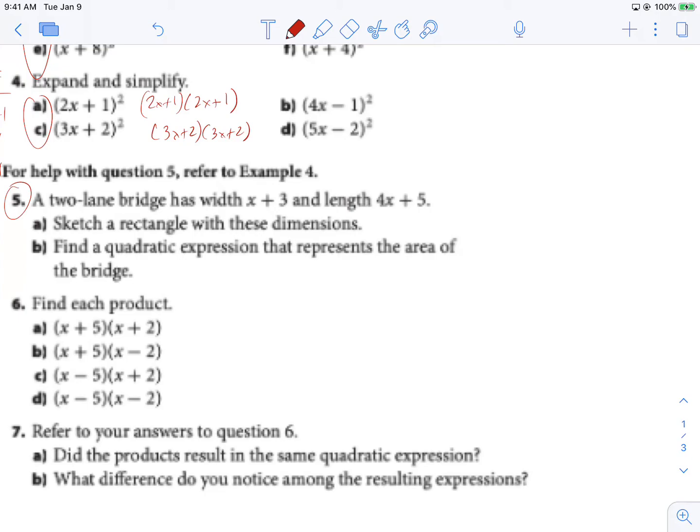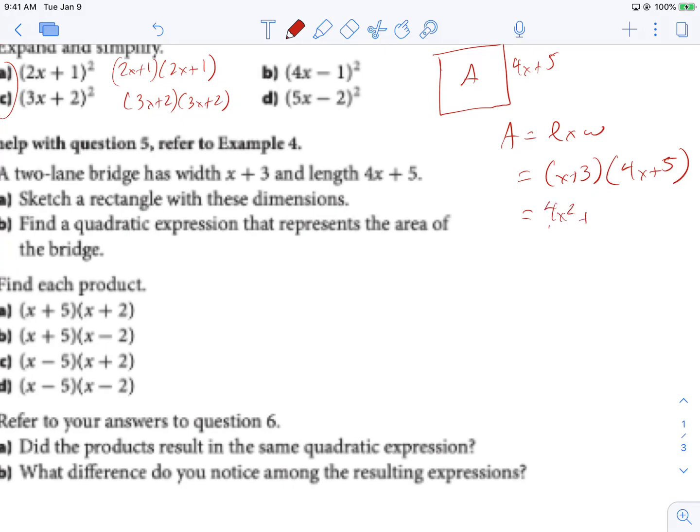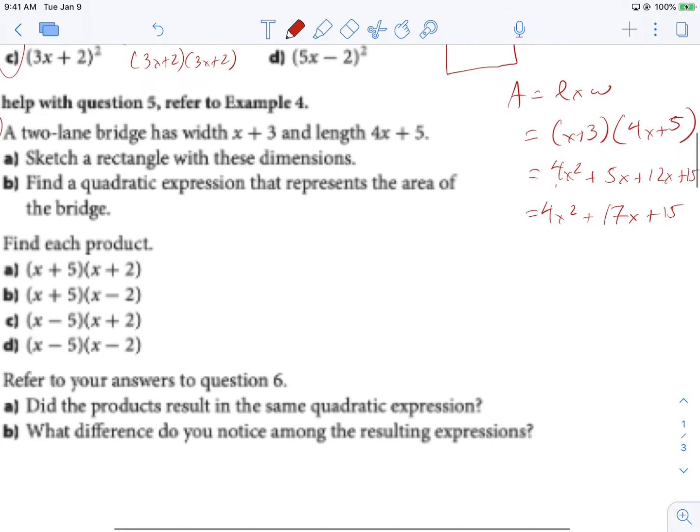Okay, question 5. So we have a 2-lane bridge. It's got a width, so this is our bridge. The width is x plus 3 and the length is 4x plus 5. So we sketched a rectangle with these dimensions, and now let's find the area of this. We know area is length times width, so we're going to multiply x plus 3 by 4x plus 5, and now we're just using FOIL. So we're going to have 4x squared, and then outside is 5x, inside is 12x, and then plus 15, so we get 4x squared plus 17x plus 15, and we're good.